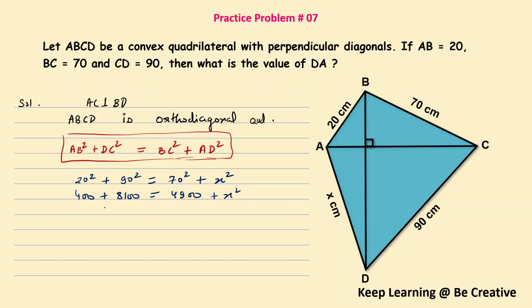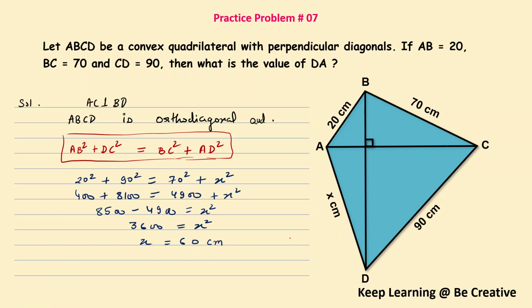Let's simplify this, a simple calculation. It will be 8500 minus 4900 equals X square. So this comes out to be 3600, and again a perfect square. So the value of X comes out to be 60, the square root of 3600, and the value is in centimeter, so it will be 60 centimeter. That's the answer to this question.